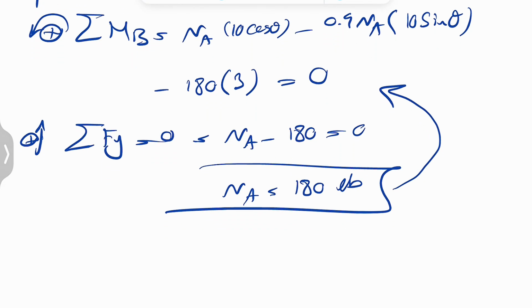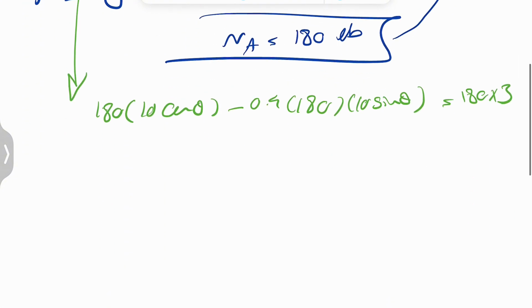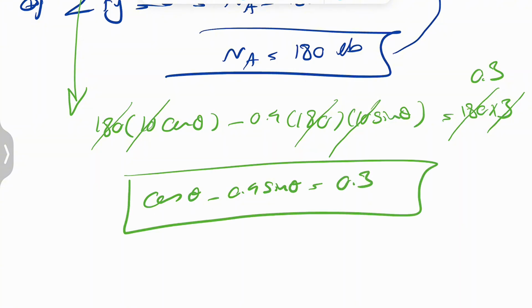So from the first one, basically we have 180 times 10 cosine of theta minus 0.4 times 180 times 10 sine of theta, and this will be equal to 180 times 3. Again, I just plugged in the value of NA in the previous equation. So from this equation, we can cancel out all the NAs, we can cancel out these 10, and this will be 0.3. So we have cosine of theta minus 0.4 sine of theta equal to 0.3.